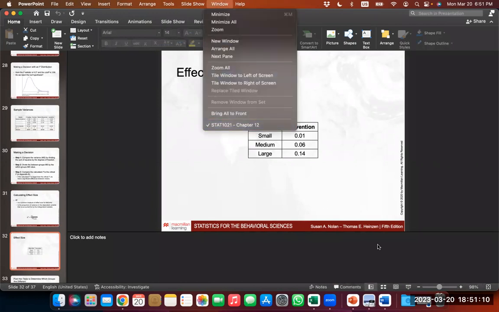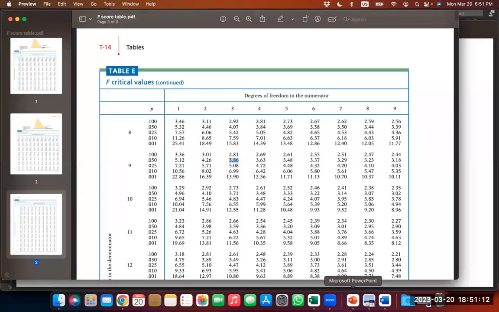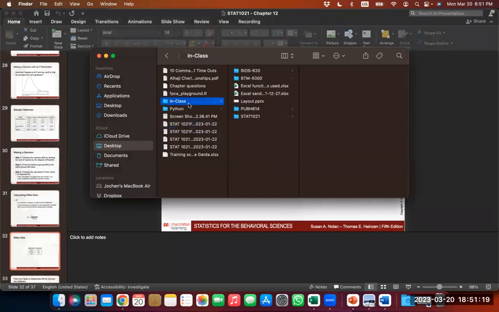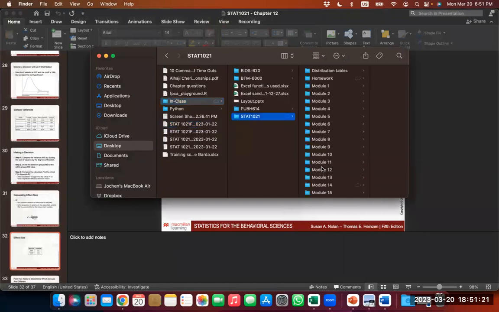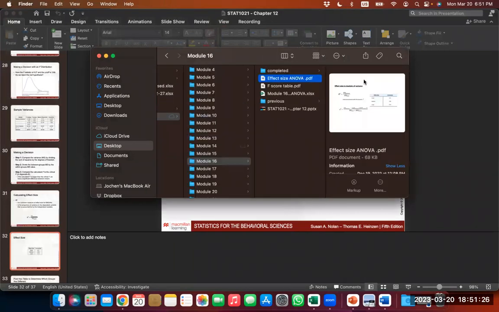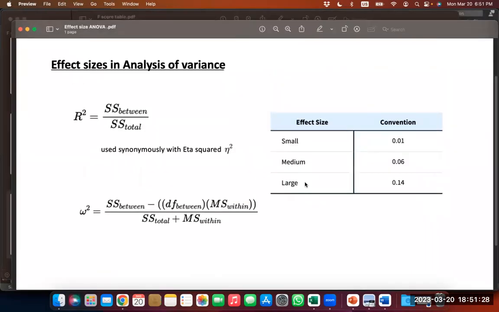I have also included, oh no, it's actually a PDF, a PDF that shows you an alternative. So firstly, R squared is also synonymous with eta squared. So on the quizzes, note eta squared.